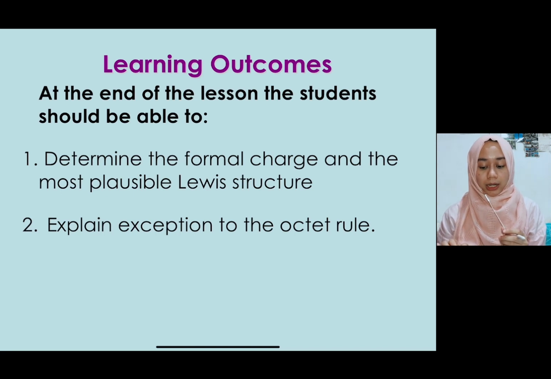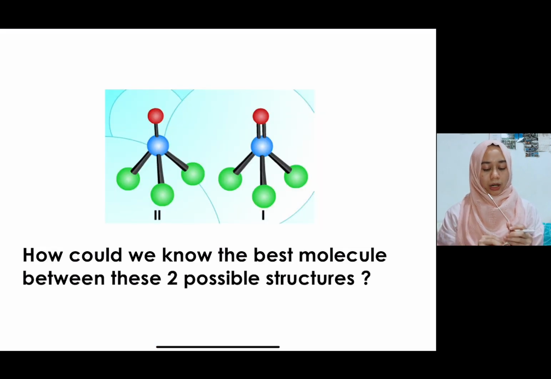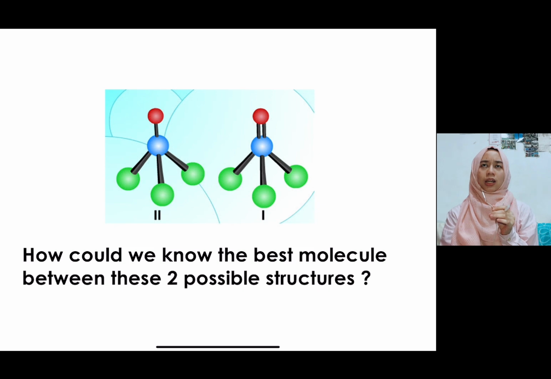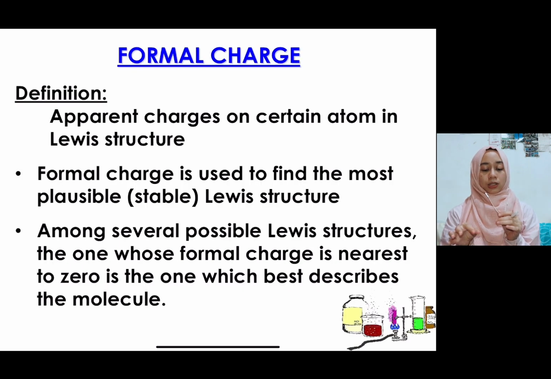So kita nak identify yang tu, and kita akan guna formal charge in order to identify the most plausible ataupun the most stable Lewis structure. Okay, so how could we know the best molecule between these two possible structure? Because kadang-kadang bila kita lukis Lewis structure ni, kadang macam ada a few possible structure tau. And then in order untuk kita try to identify which one is the most stable structure, so we are going to be using formal charge.